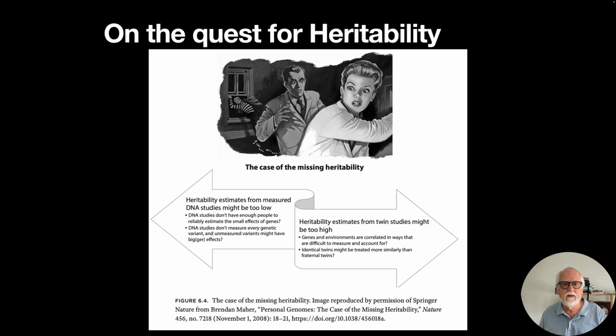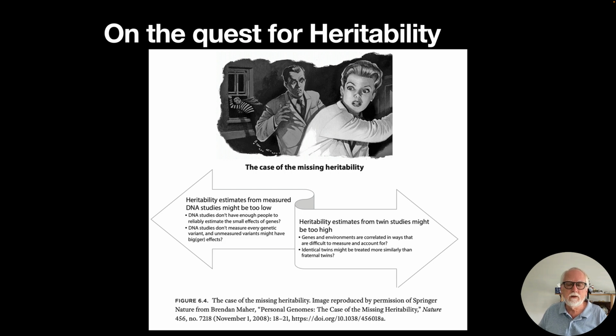Let me just point out, though, there's this quest for heritability in the case of missing heritability. If you look at the right there, those are the twin and family studies. What they do is they tend to overestimate heritability. So you can see heritability estimates from twin studies might be too high because the genes and environments are correlated in ways that are difficult to measure and account for.